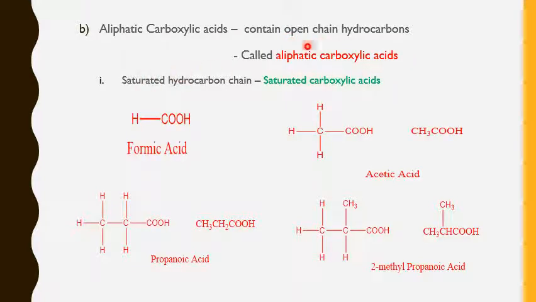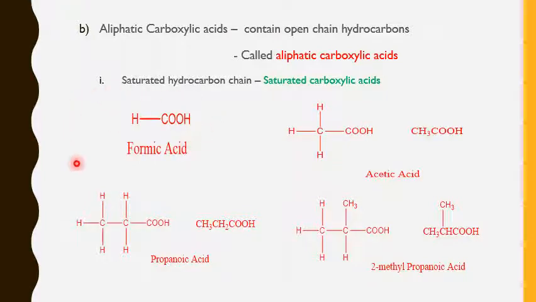And since they are open chain hydrocarbons, they have two types. One is saturation, the other one is unsaturation. Let us see what is saturation and unsaturation just within a while. So aliphatic carboxylic acids are further classified into two types based on the unsaturation. If there is no unsaturation in the open chain hydrocarbon, then it is called a saturated hydrocarbon, and therefore it is called a saturated carboxylic acid.